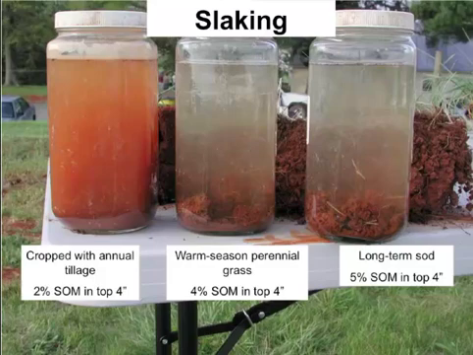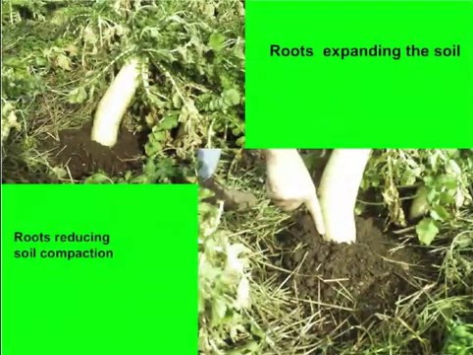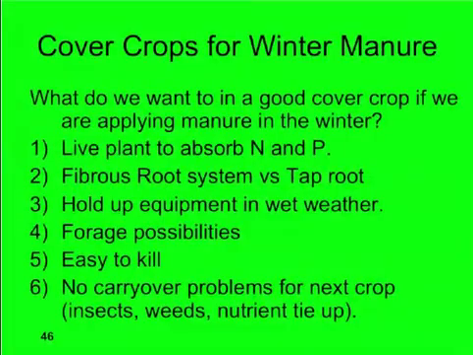Here's another picture, shows the same thing. Basically, where we're cropping with annual tillage, 2% in the top 4 inches. If we can increase that organic matter, we can start to tie up both the nutrients and keep our water a little cleaner. Here shows what the roots do, how they help to expand the soil. Basically, they're forcing their way down, and they actually compact the soil, but they also improve the soil structure. It gives us more room for air and water, and it helps to tie up the nitrogen and the phosphorus.